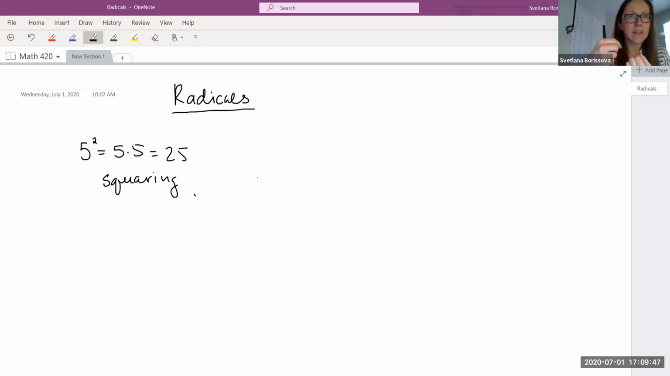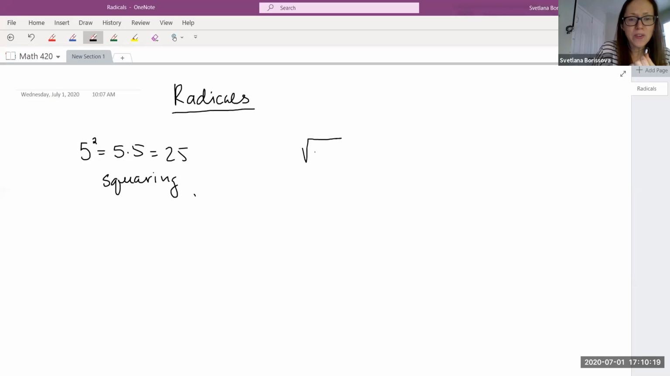Well, raising a number to the second power, it's an operation, right? Well, we do have the reverse operation, so we can go backwards. And that operation is called taking a square root. To take a square root, we have to use this symbol that we call the radical sign. And that's kind of where everything is connected to our new topic, the radical sign.